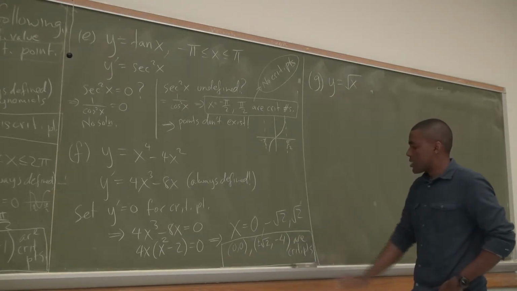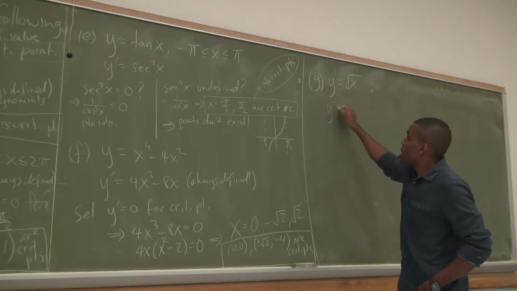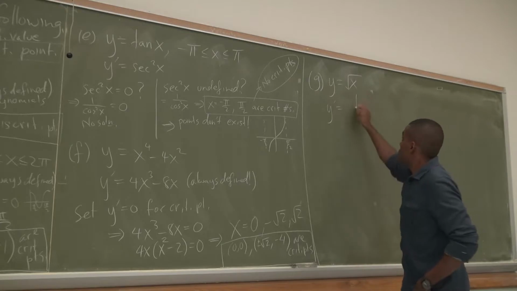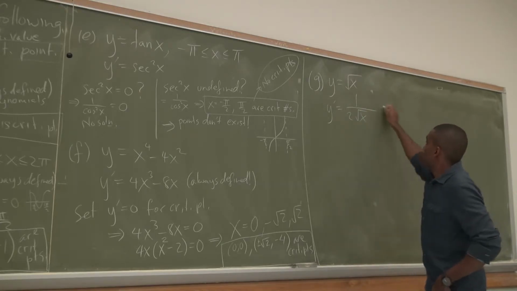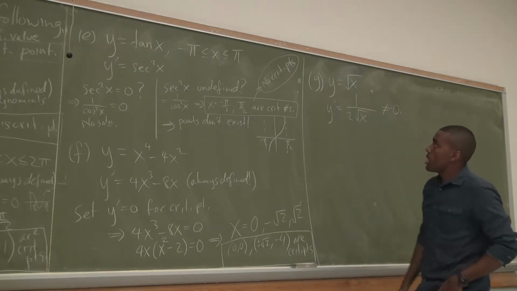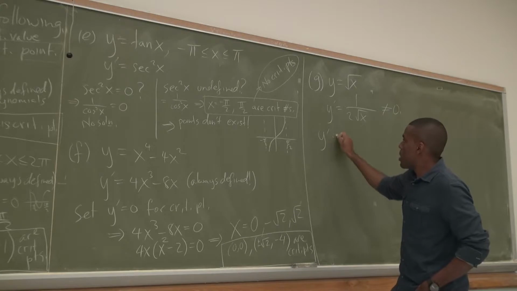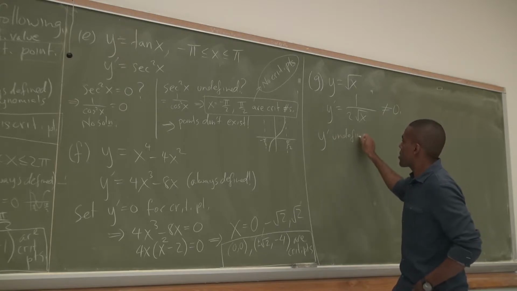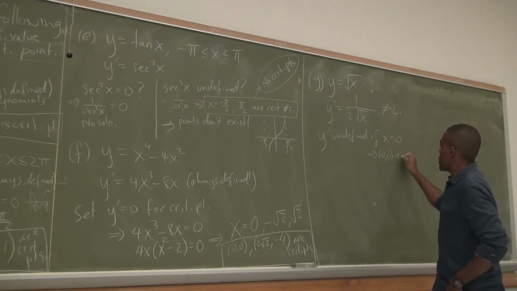What about radical x? Y prime would be 1/2 over radical x. This is not equal to 0, so we can't check that. So y prime is undefined if x equals 0. This means 0, 0 is a critical point.